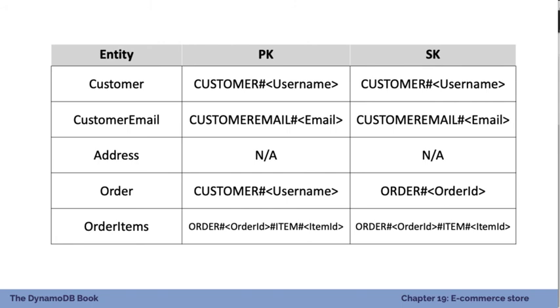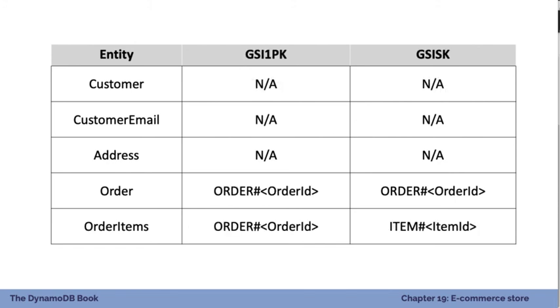But now we also need to make sure we have our entity chart updated for this global secondary index we have. So let's do our GSI1 PK and GSI1 SK. You can see customer, email, address, none of those are in that GSI1, but the order and the order items are. So you can see that they've got those filled out there.